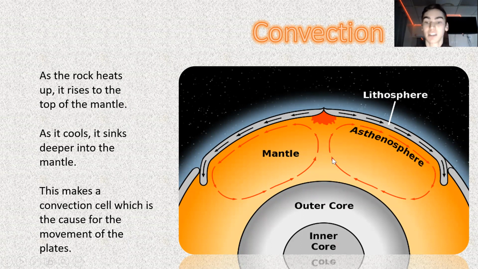As the rock heats up, it rises to the top of the asthenosphere or mantle. And as it cools, it hardens and turns into a plate and is pushed by the plate behind it due to this heat process and rides along the top of the mantle until it collides with another plate. Here you can see the collision point, and you can see where the denser plate dives down into the mantle. This is called a convection cell.